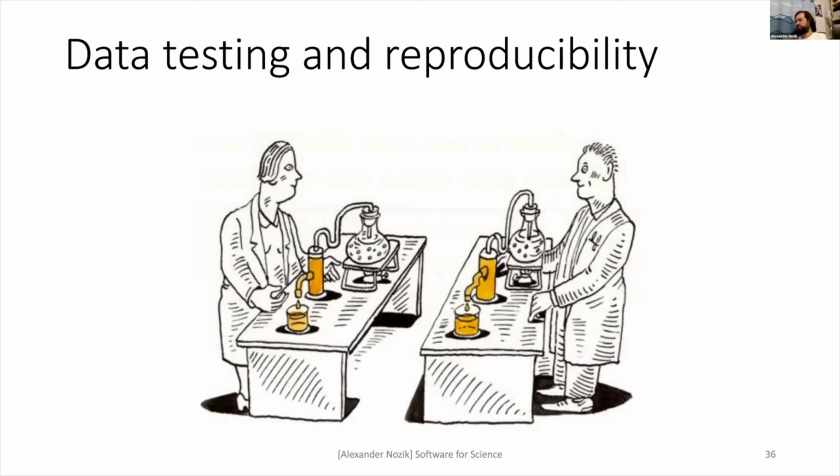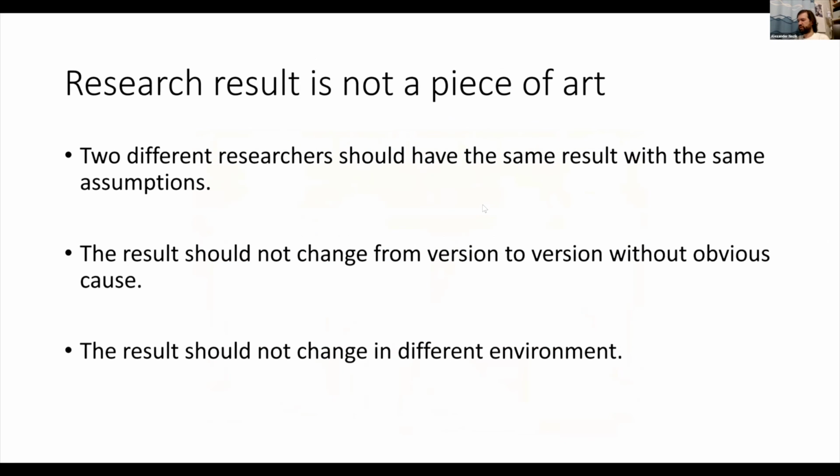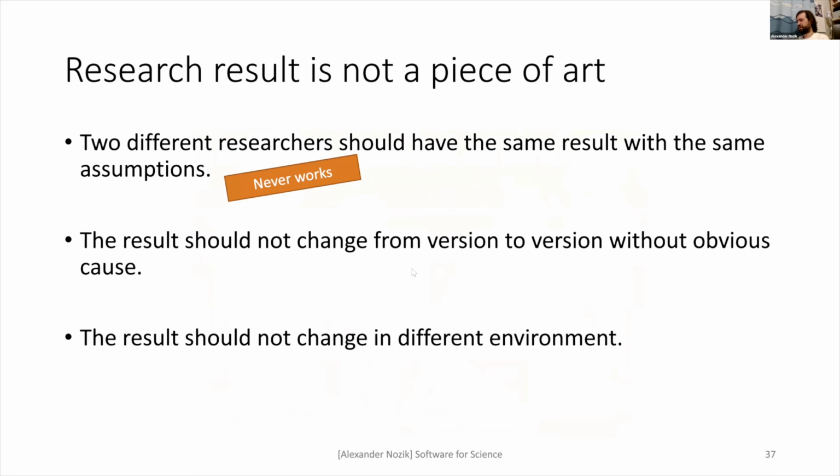Oh, this is very important, and it's a picture somewhere from the internet. And again, research must be reproducible, otherwise it does not work, because what one researcher did, the second one needs to repeat. And two different researchers should have the same result with the same assumptions. It never works this way, because there are always differences.